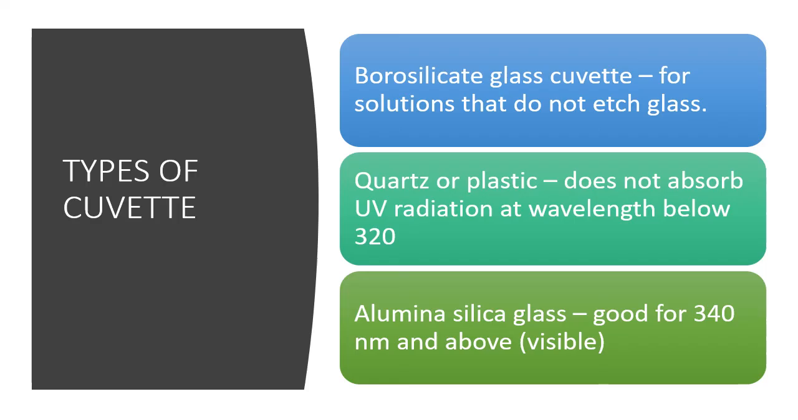Okay, so types of cuvettes, you have your borosilicate glass cuvette for solutions that do not etch glass. You have your quartz or plastic, which does not absorb UV radiation at wavelength below 320. Now, si quartz or plastic, as mentioned in this statement, it's ideal for UV. And then aluminosilica glass naman is good for visible.